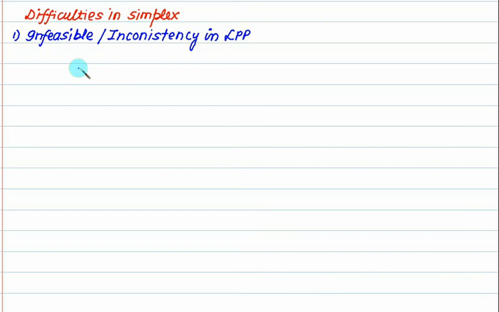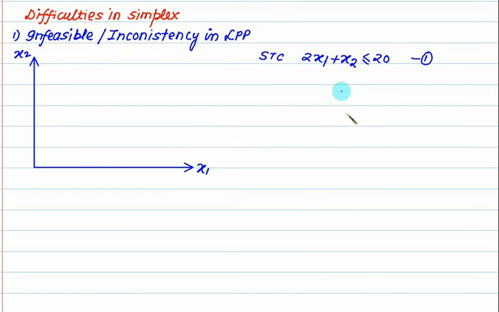First difficulty in LPP or simplex is infeasibility or inconsistency in LPP. If we have one constraint, 2x1 + x2 ≤ 20, does it mean that when x2 = 0, then 2x1 = 20, so x1 = 10? So this one is the value 10. And the second time, x2 = 20. So this line is passing through 10 and 20, and below this is the region. Is it a feasible region? So this one is the feasible region.